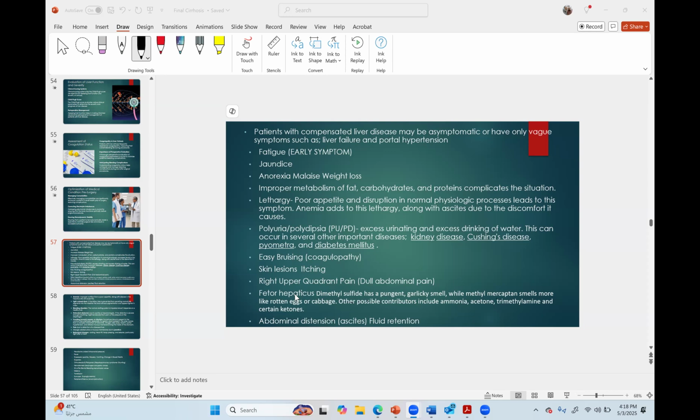Okay. So fatigue, anorexia, malaise, weight loss. Weight loss can occur, but usually because of abdominal distension, the weight will be more. And then improper metabolism of fat and carbohydrate will complicate the situation. Lethargy. Okay. Polyuria, polydipsia, why do they occur? It can. Complication of renin-angiotensin system. Renin angiotensin. I think polydipsia is because of reduced intravascular volume. There is extravascular accumulation. And polyuria, why polyuria? Because I think hormonal changes. Okay.